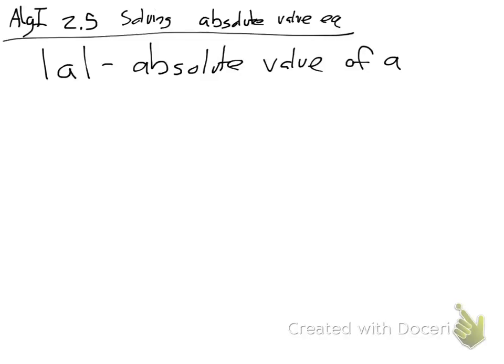Algebra 1, this is 2.5, solving absolute value equations. So we're going to solve equations now that actually have absolute values in them. And so we probably should talk about what is absolute value. Absolute value is these two straight poles, we'll say, on the sides of a variable or a number. And the way you would read this one is the absolute value of A.